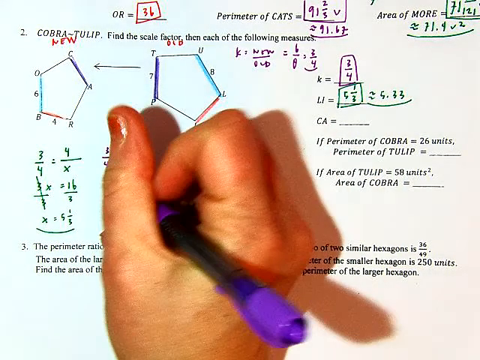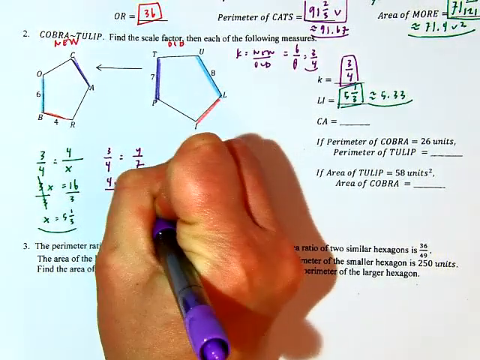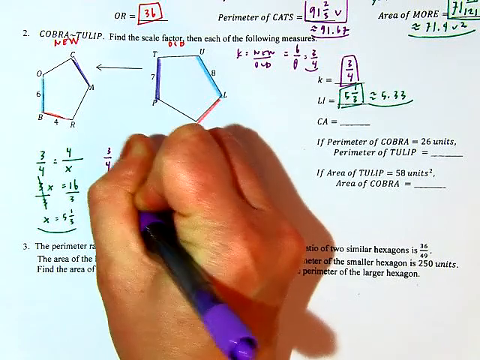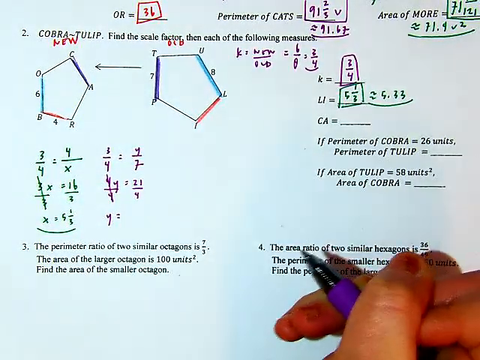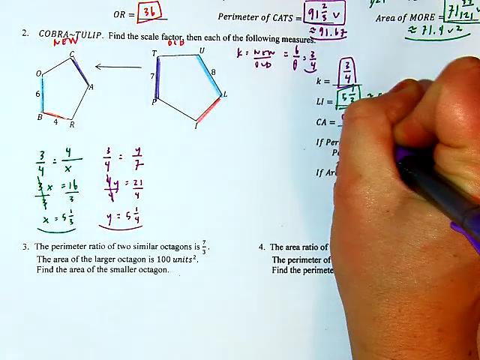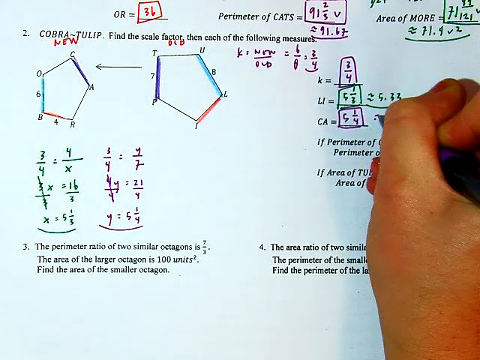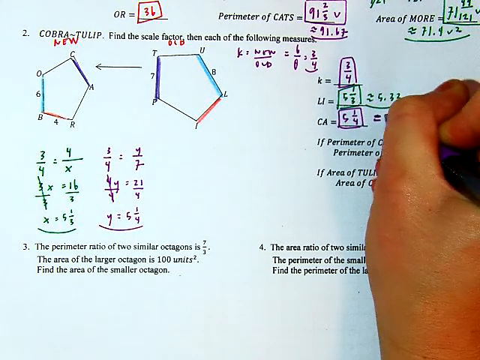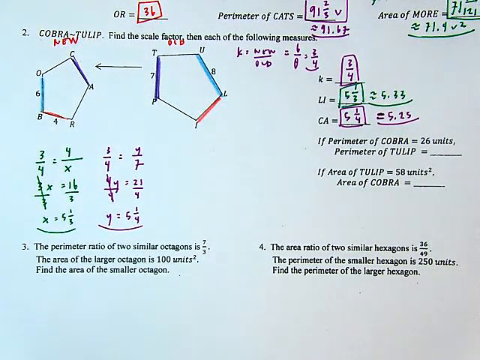Okay, cross multiply. 4y equals 21. Divide by 4. That's fine. That is improper. If I make that mixed, that would give me 5 1/4. Or I could say equals, because that actually will terminate, 5.25, 5 1/4.